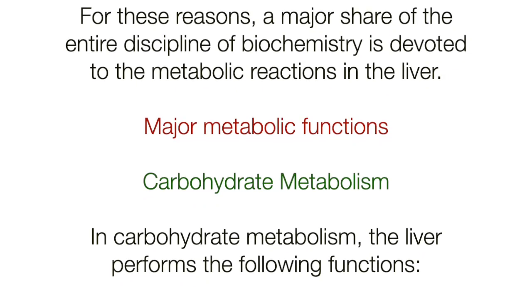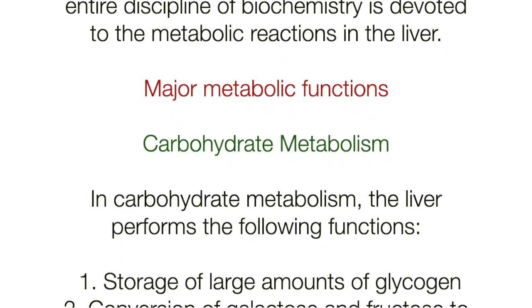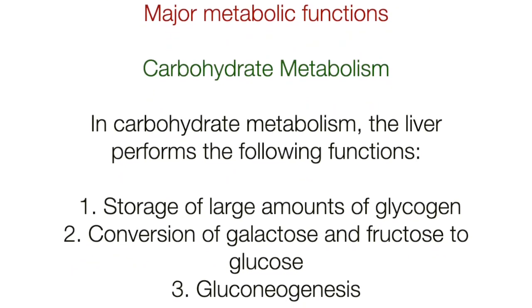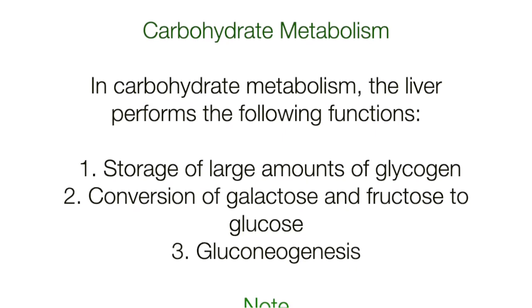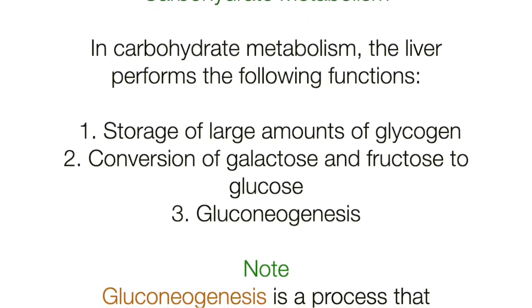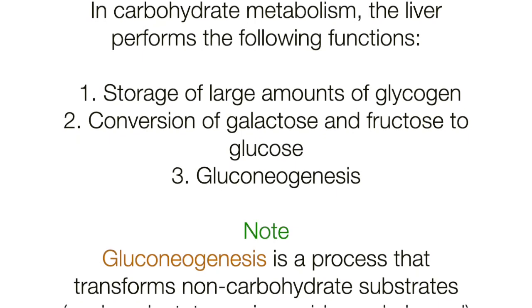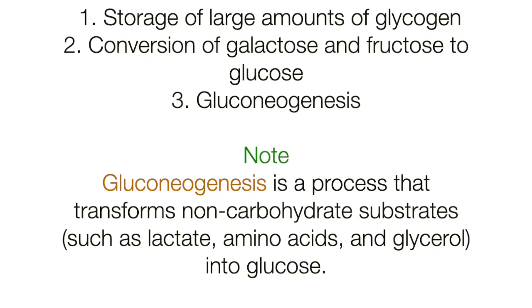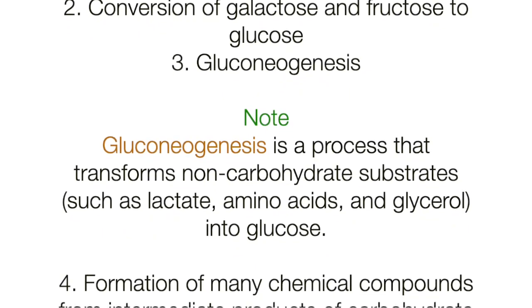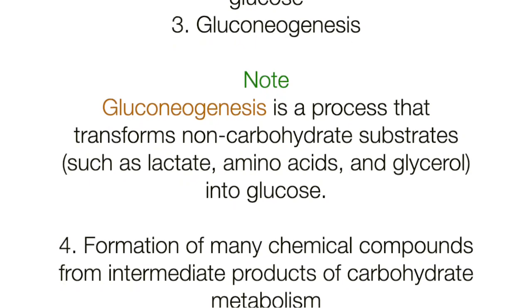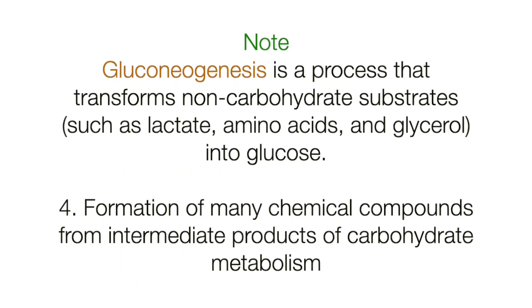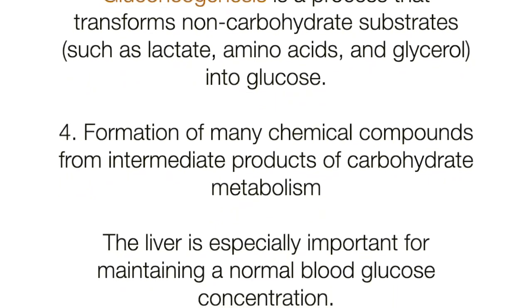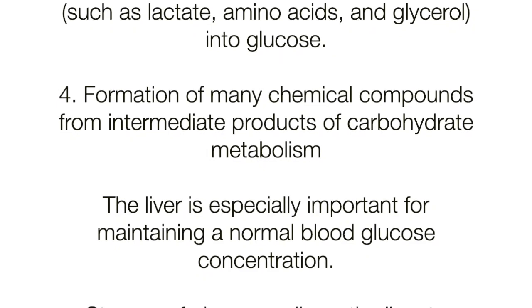Carbohydrate metabolism. In carbohydrate metabolism, the liver performs the following functions. 1. Storage of large amounts of glycogen. 2. Conversion of galactose and fructose to glucose. 3. Gluconeogenesis. Note, gluconeogenesis is a process that transforms non-carbohydrate substrates such as lactate, amino acids, and glycerol into glucose. 4. Formation of many chemical compounds from intermediate products of carbohydrate metabolism.